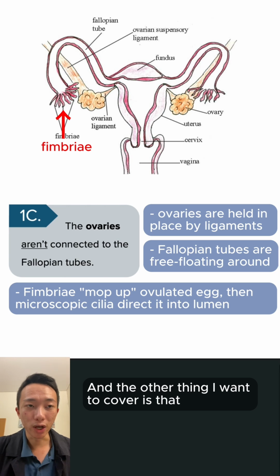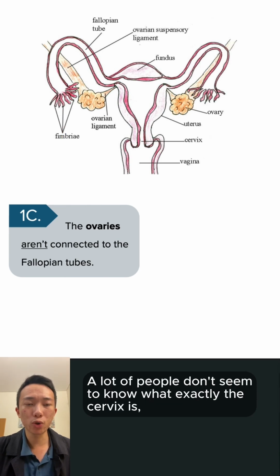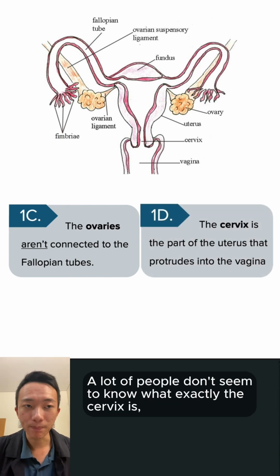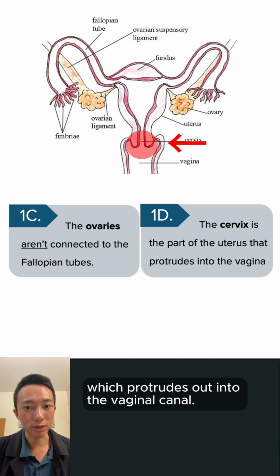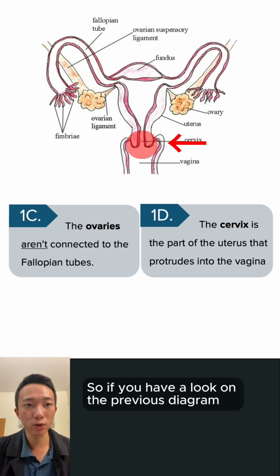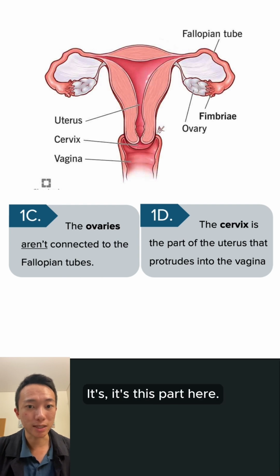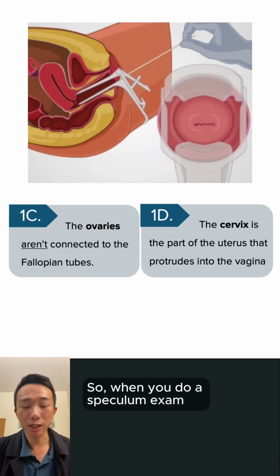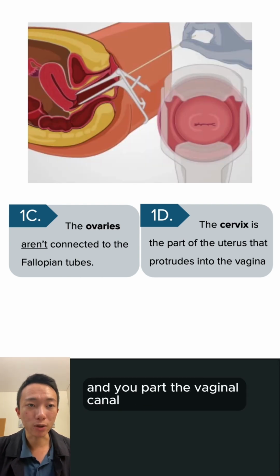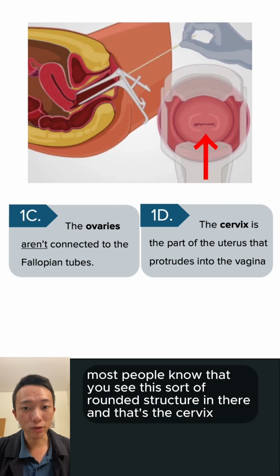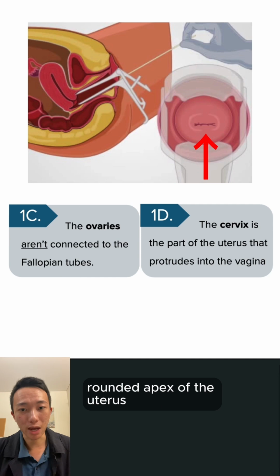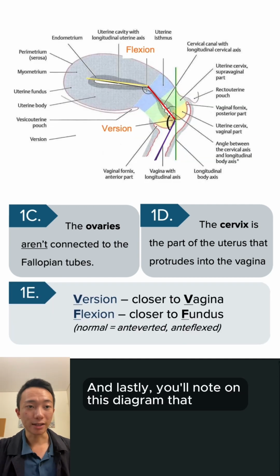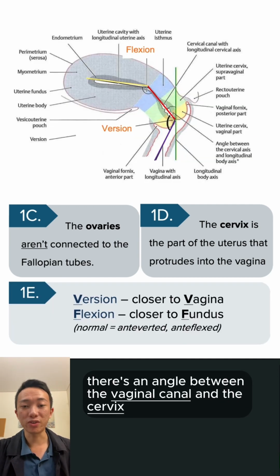And the other thing I want to cover is that a lot of people don't seem to know what exactly the cervix is. The cervix is just the bottom part of the uterus which protrudes out into the vaginal canal. So if you have a look on the previous diagram, it's this part here. So when you do a speculum exam and you part the vaginal canal, most people know that you see this sort of rounded structure in there, and that's the cervix, but really what you're looking at is just this rounded apex of the uterus.